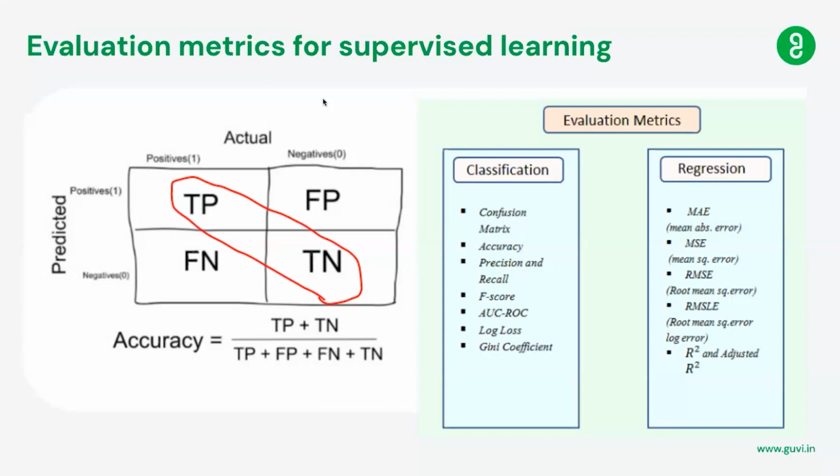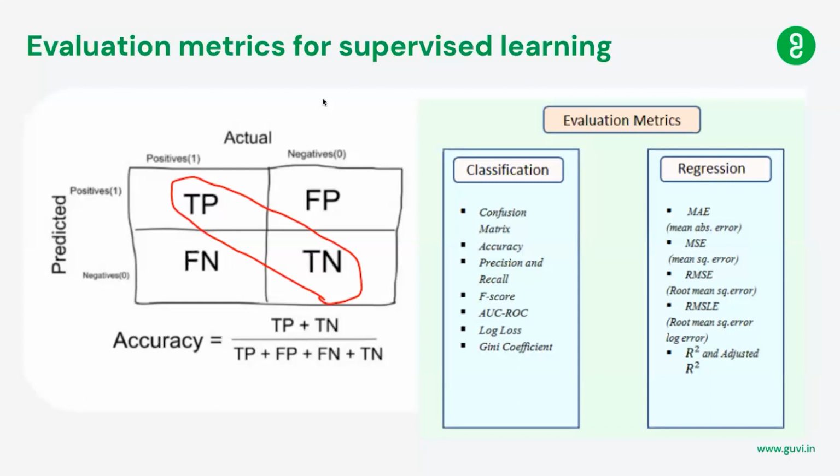Then the second metric is accuracy. So the formula for accuracy will be true positive plus true negative by all the values, right? So you want to decide out of all the values that are there, how many you have predicted correctly. So how many values, true positive plus true negative values, that means in both the cases, in 0 and 1, how many have you predicted correctly?